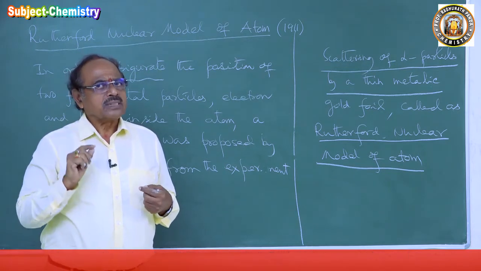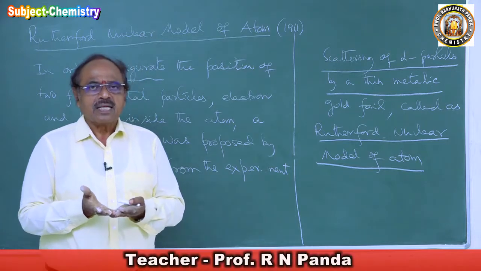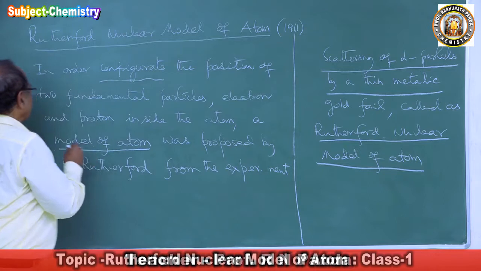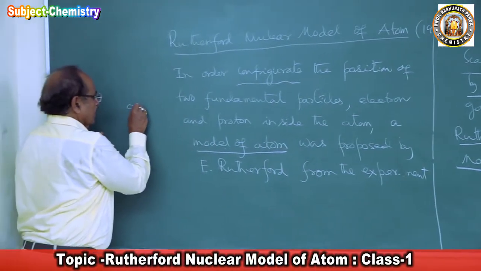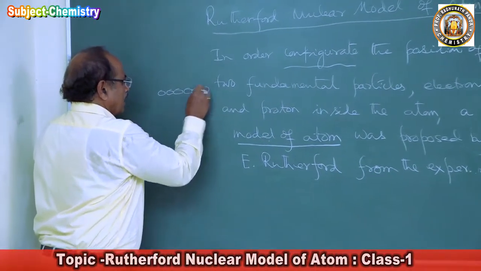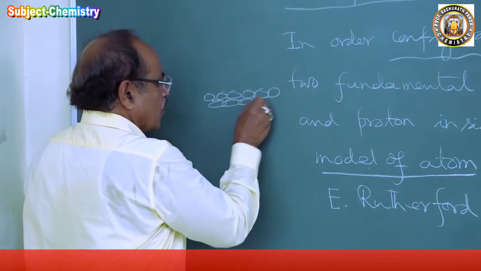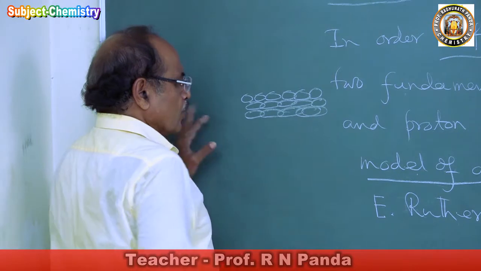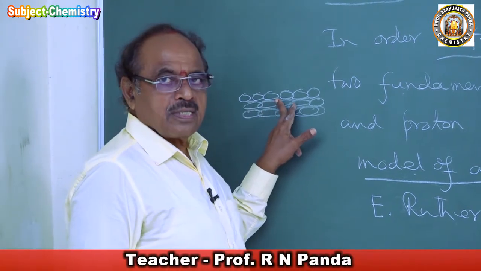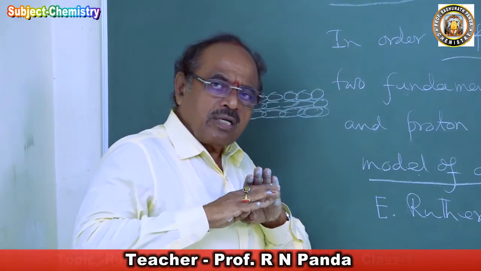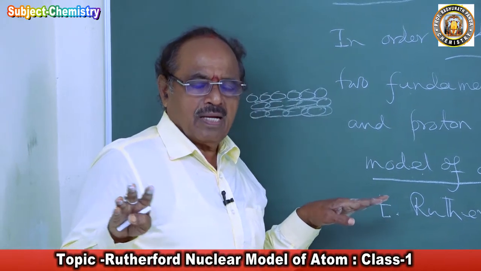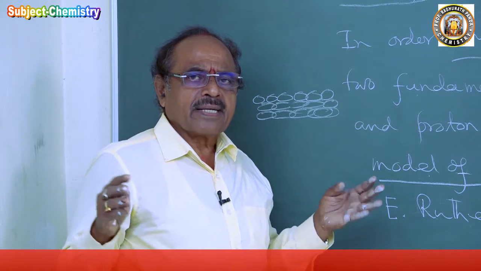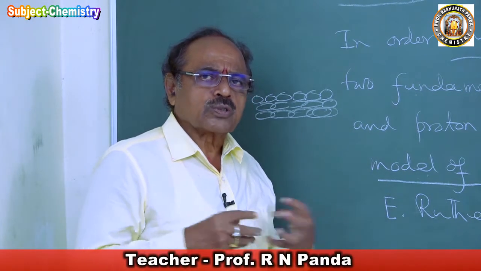Because he thought, how is the atom? What happens in a metal? How are the atoms arranged? The atoms are arranged in layers inside a metal, like this. So there is no gap between the atoms. If he went on beating the gold into a thin foil, then all the atoms would be very, very close to each other.